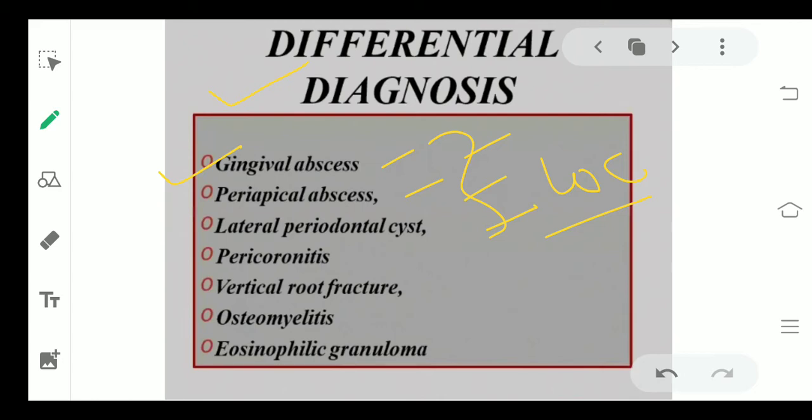If it is near the marginal or the interdental region, then you have to tell that this is a gingival abscess. If it is related to the pocket, then it is a periodontal one. If it is near the apex region, then it is a periapical one. So it is important for you to know the location. Now the other differential diagnosis can be pericoronitis and osteomyelitis, eosinophilic granuloma, vertical root fracture, all this can be the differential diagnosis.